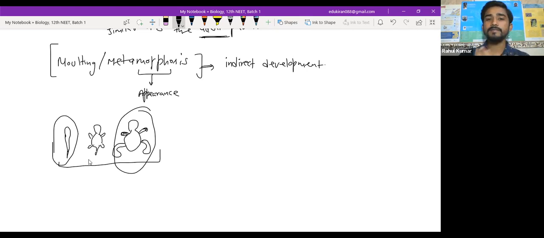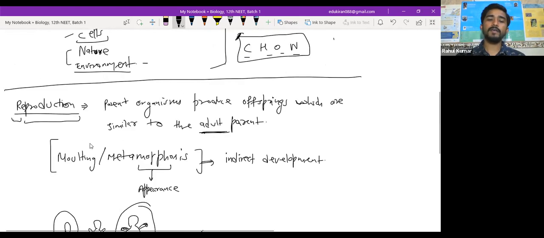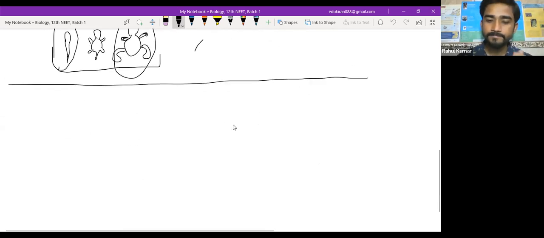Direct development happens in mammals, like humans, primates, non-primates, all. There is direct development. Okay. So this was something from class 11 which needed to be understood before we move forward. Now coming to the point, that's why I use the word adult in the definition, that reproduction is where offsprings are produced which are similar to the adult form, to the parents. Is it clear, everyone? Yes, sir. Very good.